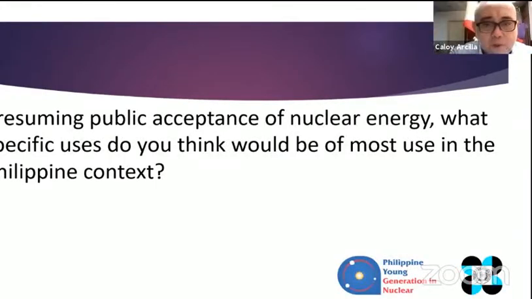I'm not exactly sure what you mean by specific uses. Is this nuclear energy per se? Anyway, if I may interpret this question to say what specific uses of nuclear energy, it would be practical, no? As I said, this is being studied by the committee, but this could be number one. The option is reopening the BNPP. Number two, use SMRs, okay, and then number three, have the larger nuclear power plants, no.